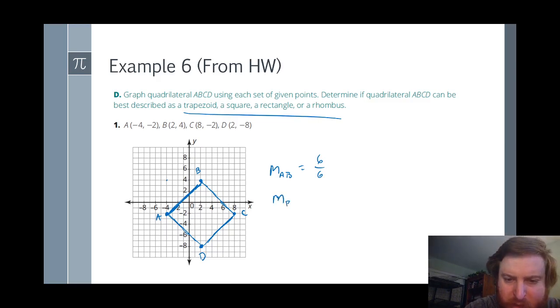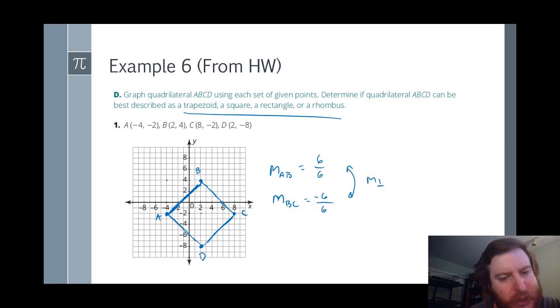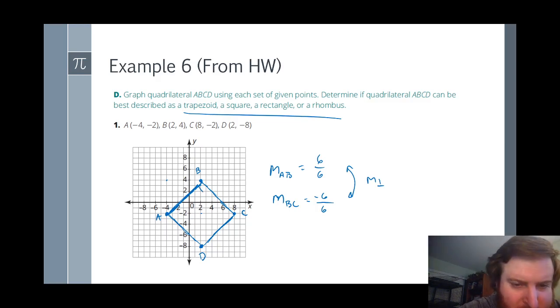Okay, now let's do between B and C. Starting at B, because it's more on the left, down 1, 2, 3, 4, 5, 6. And then over 1, 2, 3, 4, 5, 6. These are opposites, right? And the signs are flipped. So those are perpendicular. Now, that only tells me that this is a right angle. It doesn't tell me it's a square yet. How would I figure out that it's a square?